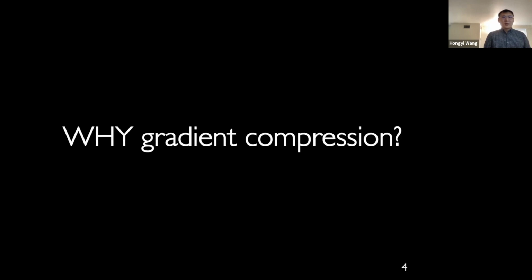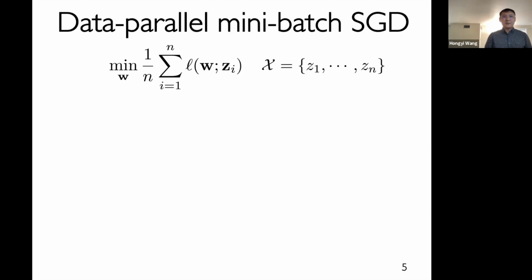So let me quickly give you some motivation for gradient compression. Why do we even need that? Our journey starts from distributed machine learning. One of the most popular methods or algorithms in distributed machine learning is mini-batch SGD. How does that work? It's very simple, actually. If we want to minimize this loss function, let's say we have n data points in our data set, which is basically the x here, we want to optimize the model or model parameter w here.